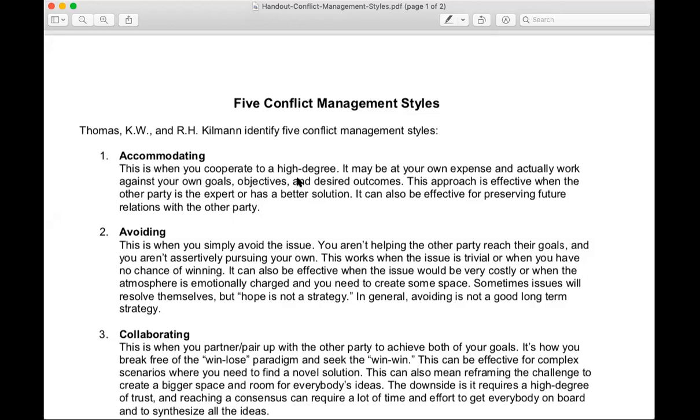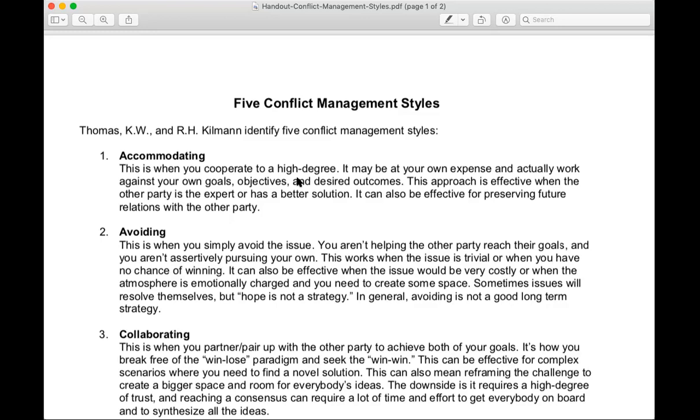So, accommodating, as stated, is when you cooperate with the person you have conflict with to a very high degree, which can be where you forget about yourself and it's all about the other person in the conflict. It can be effective for preserving future relations with the other party that you may have the conflict with. But this is where you are thinking about someone more than yourself.